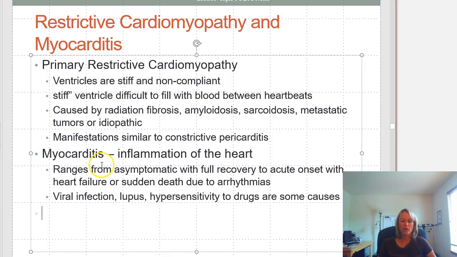And then myocarditis refers to inflammation of the heart, and this can range from asymptomatic with full recovery to acute onset with heart failure or sudden death caused by arrhythmias. And myocarditis can be caused by a viral infection or lupus. Drug hypersensitivity are some examples.